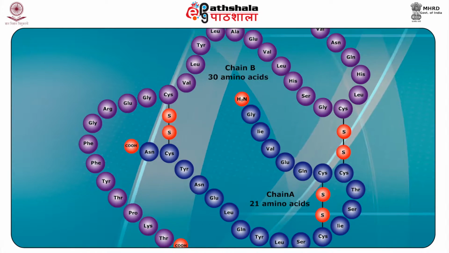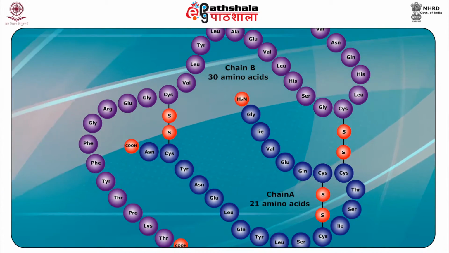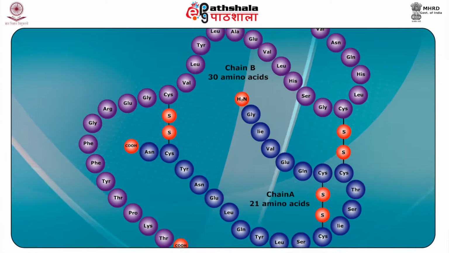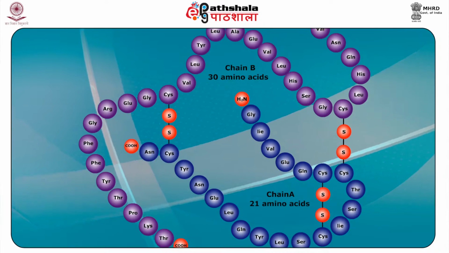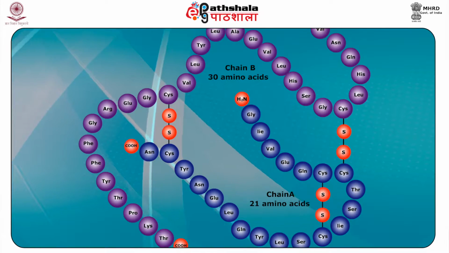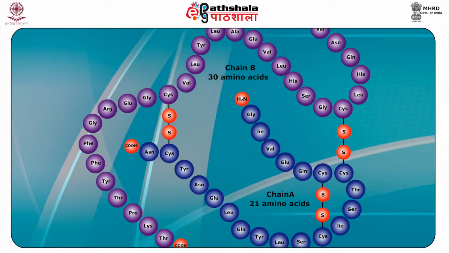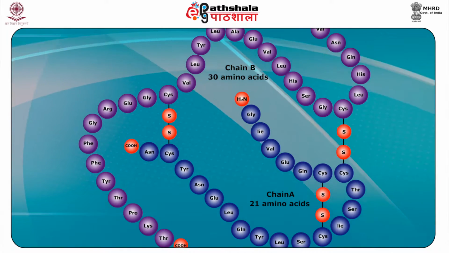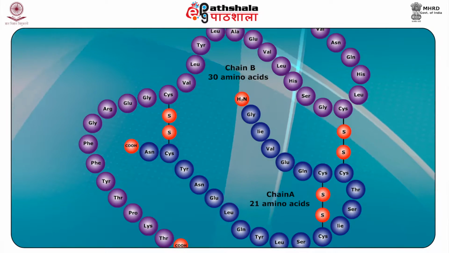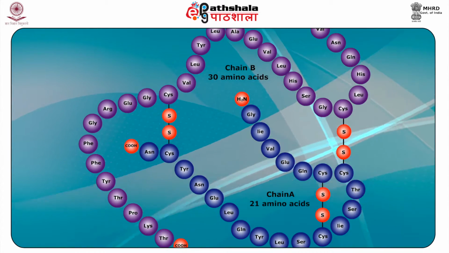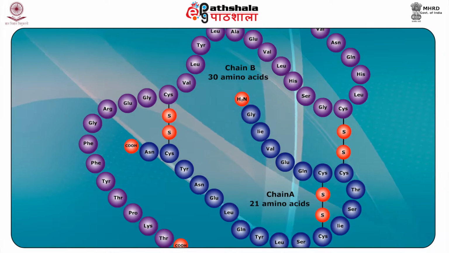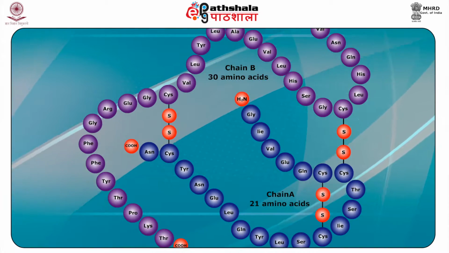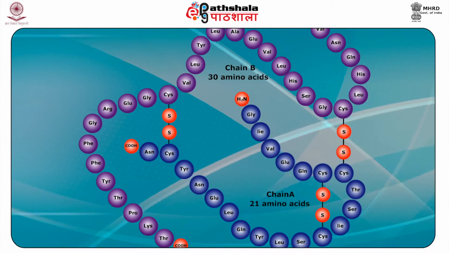Now in this figure we can see the primary structure of bovine insulin. The chain B contains 30 amino acids, chain A contains 21 amino acids. Combined, bovine insulin is of 51 amino acids. Now shown in orange are the disulfide bonds. This one is an intra-chain disulfide bond because it is within chain A, and these two bonds are inter-chain disulfide bonds because they are linking the A chain with the B chain.